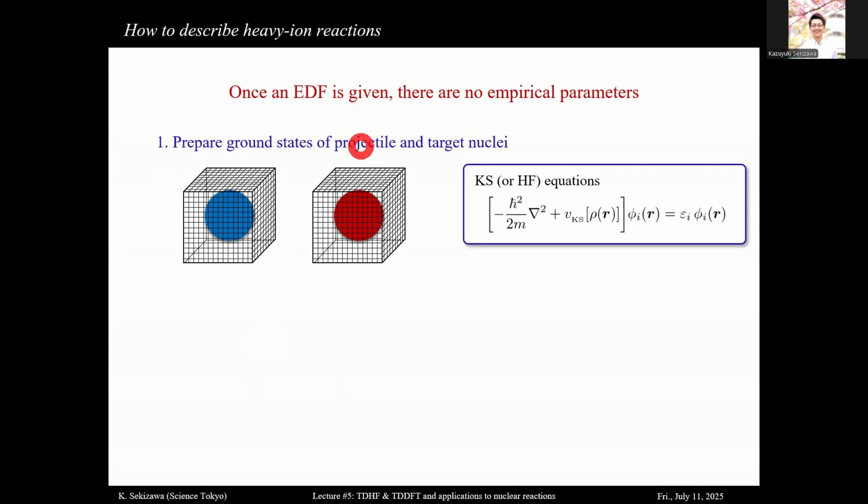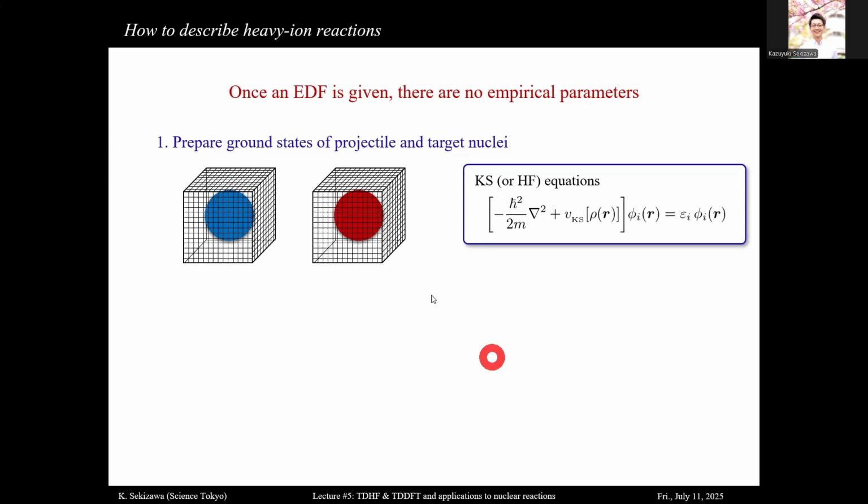So actually we have many studies of the energy density functional, and we have some quite good energy density functionals that can describe nuclear properties and also nuclear matter properties. So assume that we have an energy density functional. Then that's it. We do not have any empirical adjustable parameters to describe the nuclear reactions. We just use the energy density functional and solve the Kohn-Sham equation and the time-dependent Kohn-Sham equation.